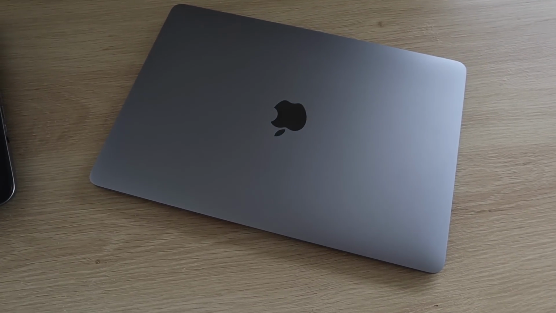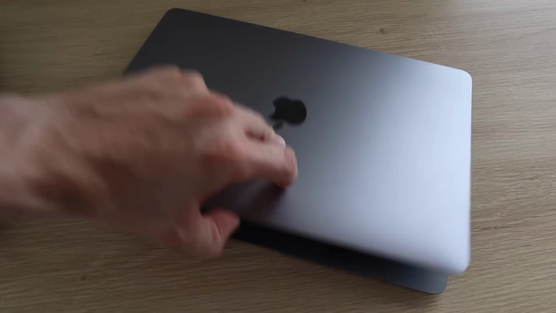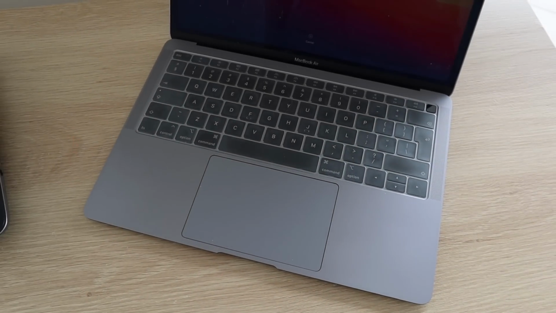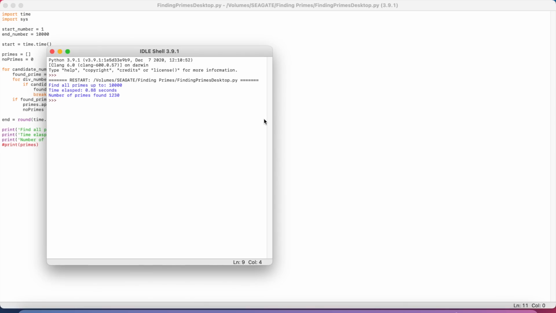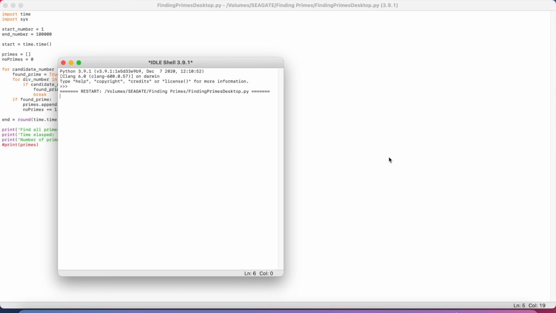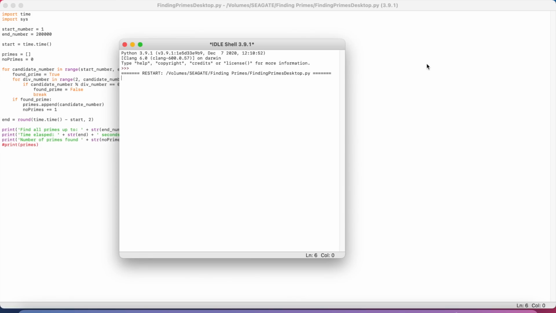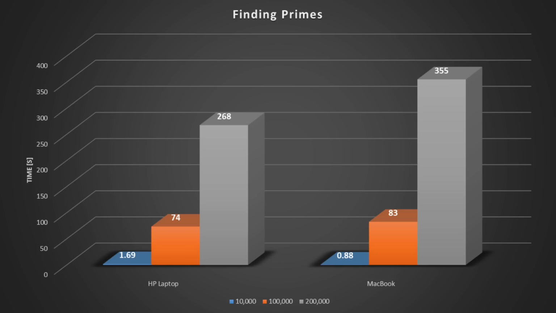Next, we'll have a look at the MacBook Air. The MacBook Air has a 1.6 GHz dual-core i5 processor. The MacBook Air was quicker to 10,000, but then took a little longer than the PC for the next two tests, taking just under 6 minutes to find the primes up to 200,000.